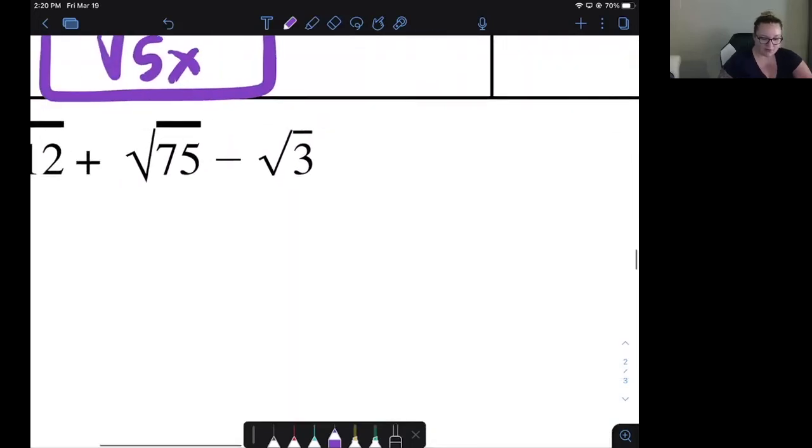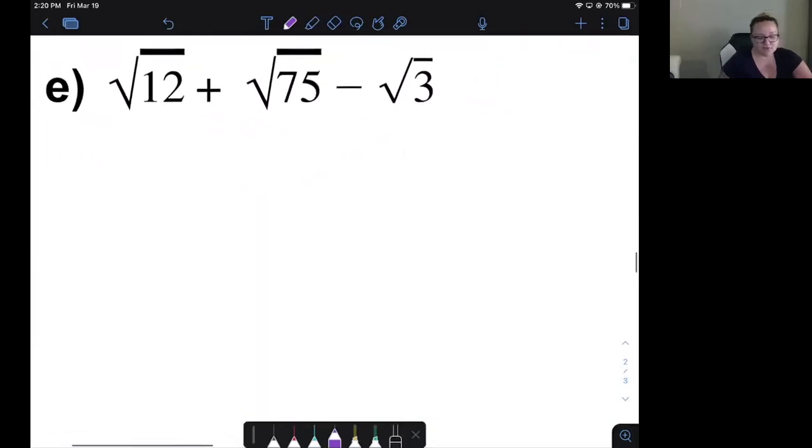All right, part E. So we have the square root of 12 plus the square root of 75 minus root 3. And right off the bat, you might want to say, well, Ms. McGuire, we can't combine these because root 12, root 75, and root 3 don't have the same bases. Well, what if we can make them have the same bases?